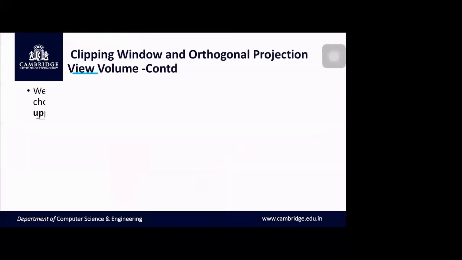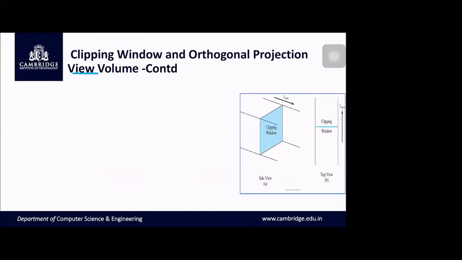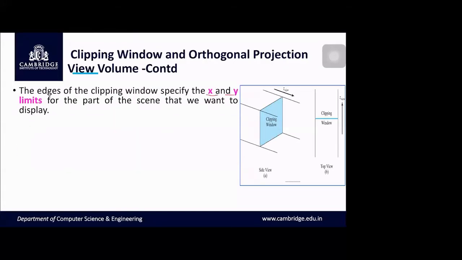So now what will we do with respect to the clipping window? Once the clipping window is defined, I will take the X and Y limits of the clipping window for the part of the scene that we want to display. Obviously, the clipping window has the X limits and Y limits I give, so that the part of my object that I need drawn is displayed on the clipping window. Which part of my object should be seen is displayed on the clipping window.